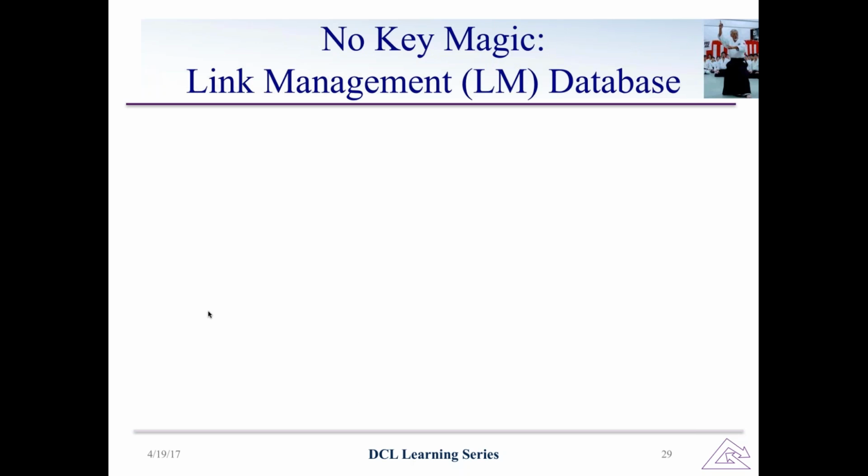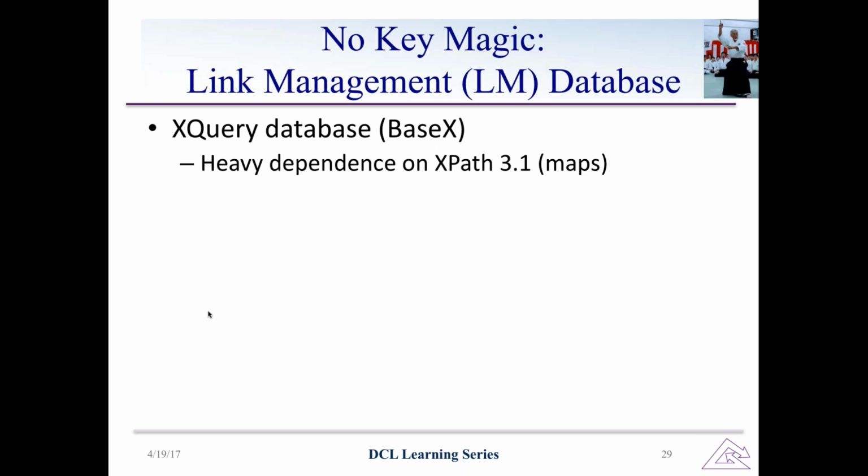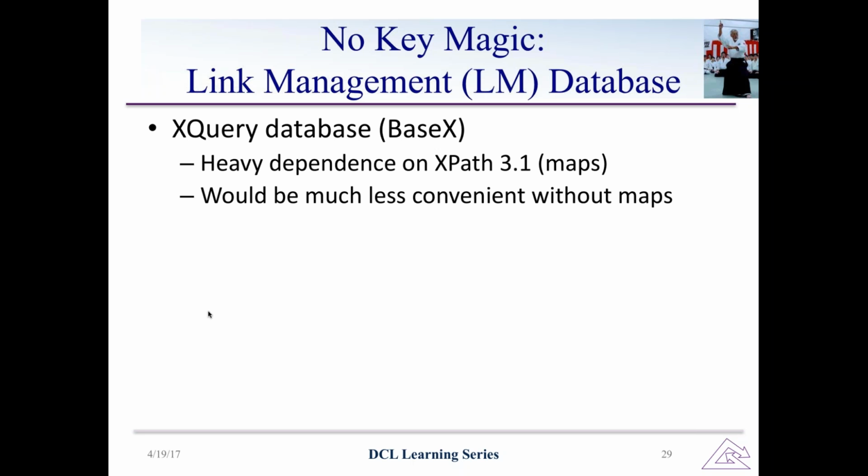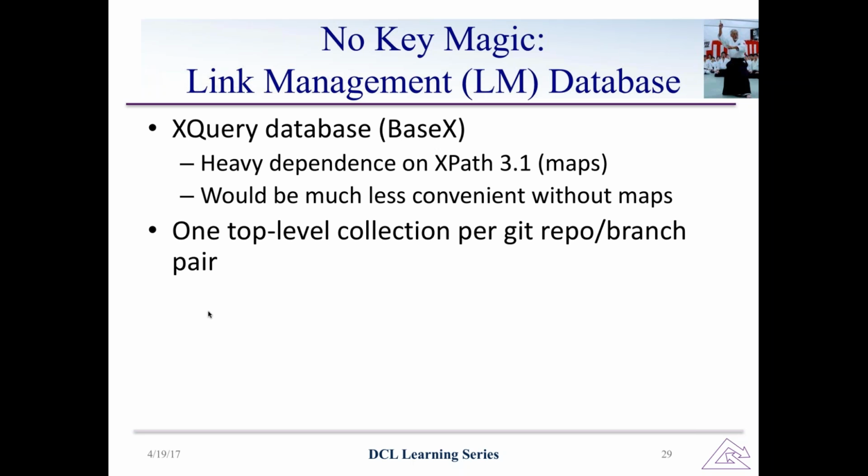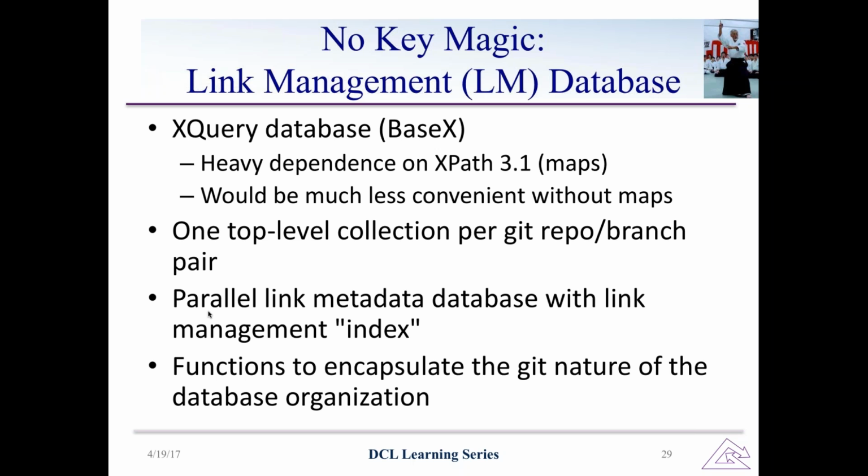All right. No key magic. All right, so it's implemented with an XQuery database. It depends pretty heavily on XPath 3.1, which adds maps and arrays. It would have been much, much more difficult to implement this processing in XQuery if there weren't maps, because if you think about key spaces, these are basically huge maps of names to resources. Right? I'm not going to go into too much more detail here.